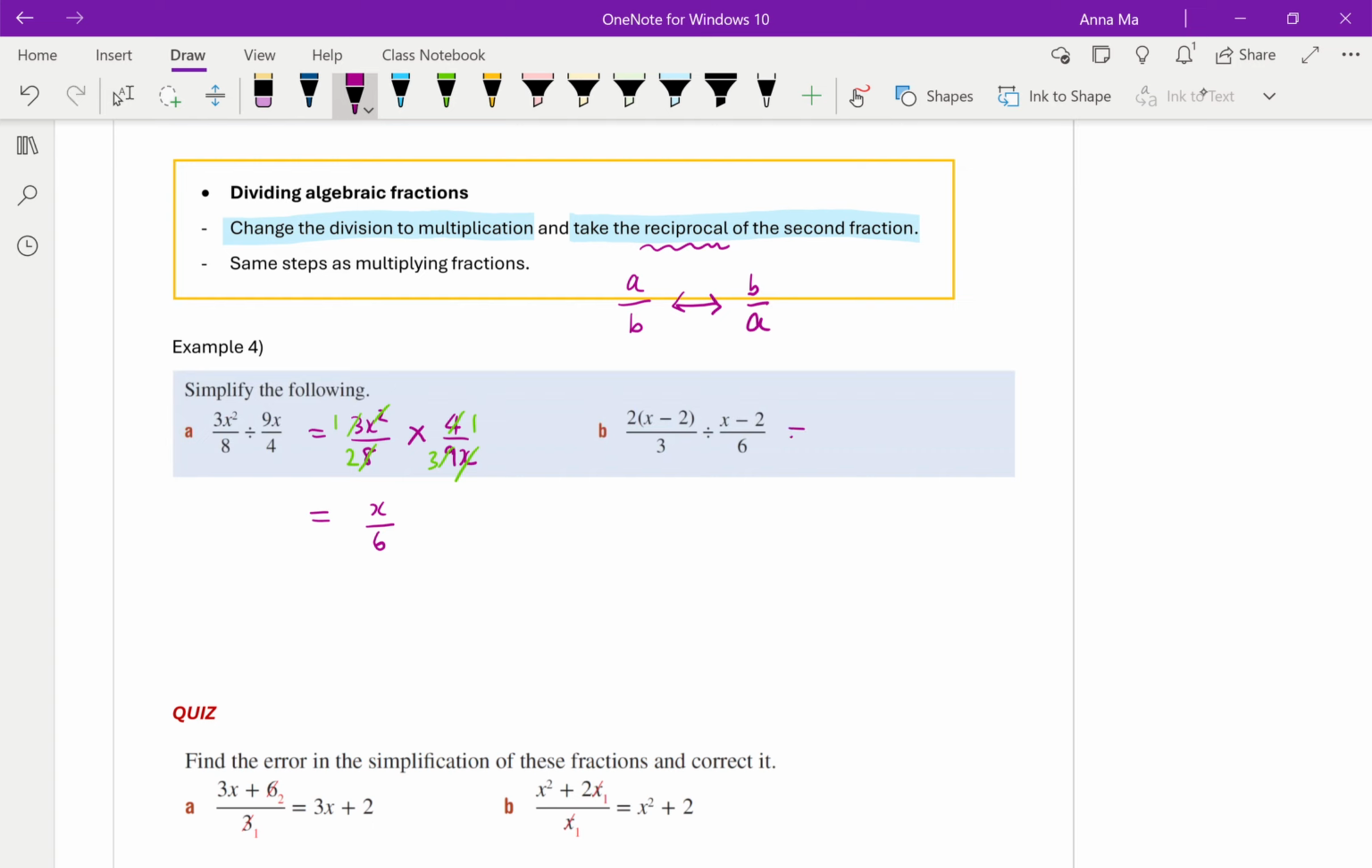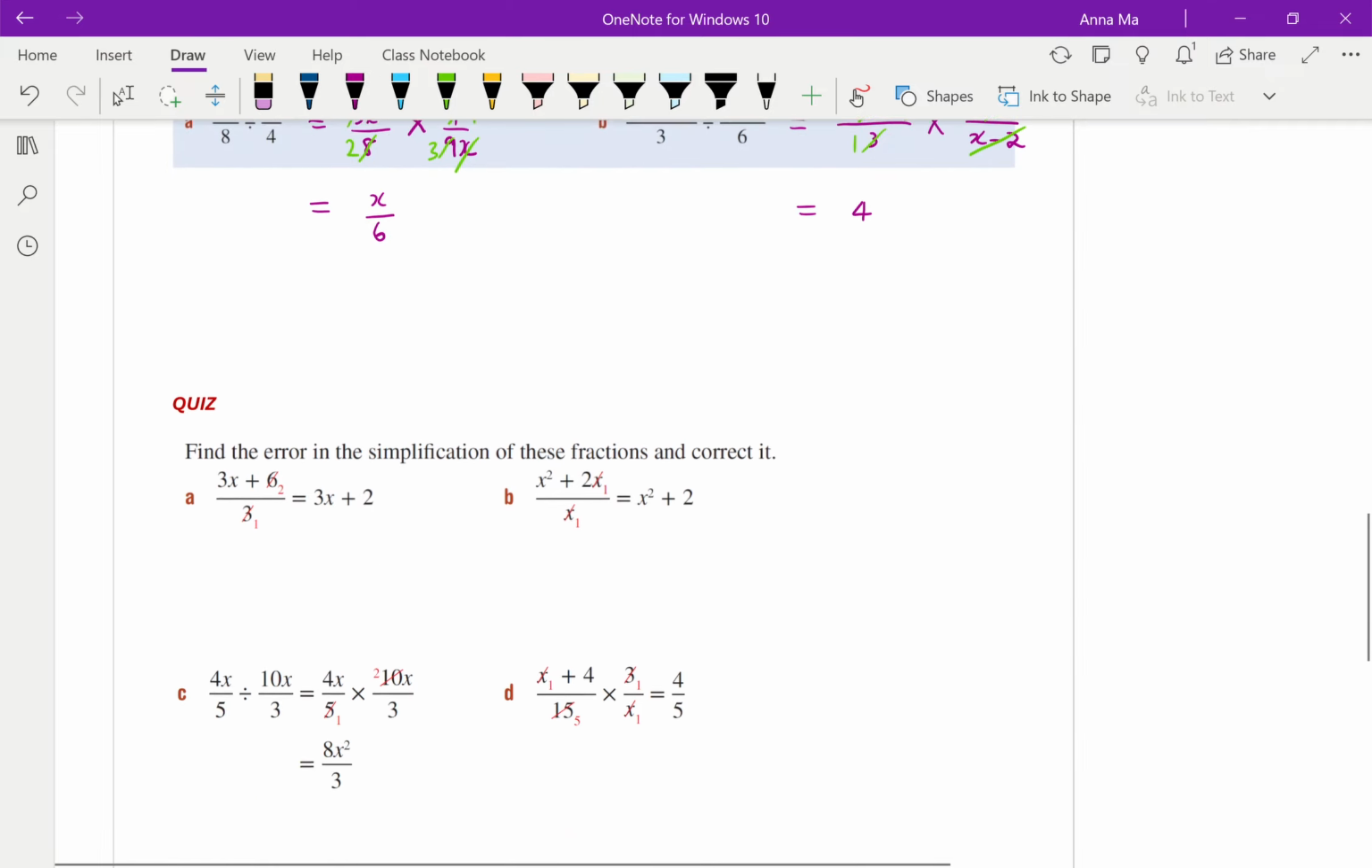Last example. Same thing, just copy down the first fraction, change it to multiplication, and flip the fraction. So then, I can cancel out the x minus 2. I can cancel out the 3 and the 6. And as a whole, I would get 2 times 2, which is 4 over 1, but again, having something divided by 1 doesn't change anything, so I can write that as a whole number 4. And that is it for the examples.